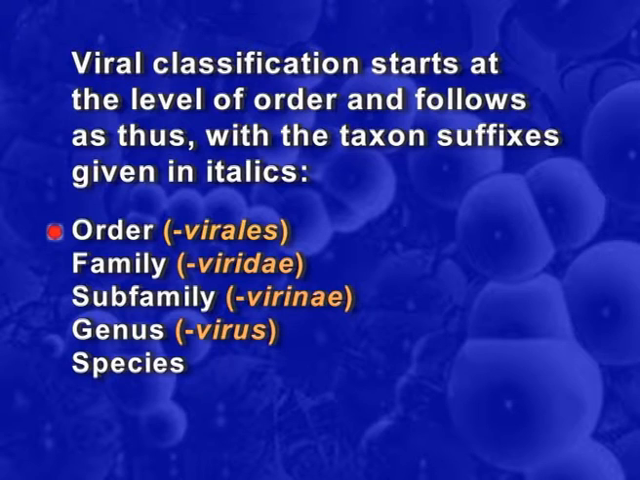Now, if we look into the ICTV class of classification, we will see that it starts with order, which is indicated with the terminology ending with virales. Next, we have families, which are written as viridae. Then we have subfamilies, which are mentioned as virinae. Then we have genus, which is mentioned as virus.